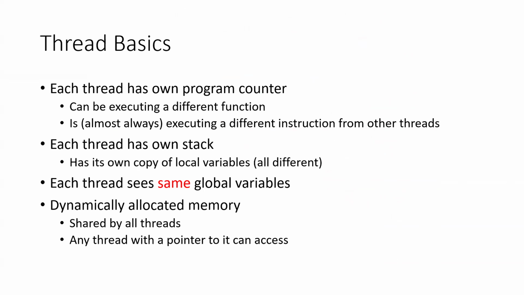So just a summary of the basics. Each thread has its own program counter, so it can be executing a different function and is almost always executing a different instruction from other threads. Each thread has its own stack, so it has its own copy of local variables, not shared. Each thread sees the same global variables and the dynamically allocated memory.